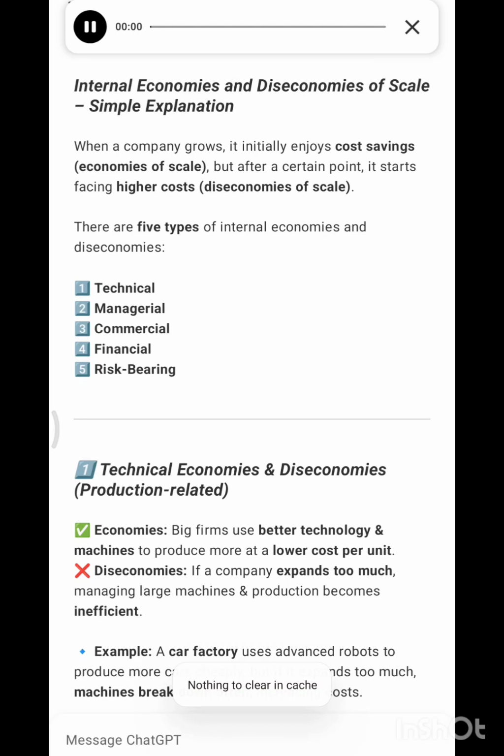Internal economies and diseconomies of scale, simple explanation. When a company grows, it initially enjoys cost savings, economies of scale, but after a certain point, it starts facing higher costs, diseconomies of scale. There are 5 types of internal economies and diseconomies: 1. Technical, 2. Managerial, 3. Commercial, 4. Financial, 5. Risk-bearing.